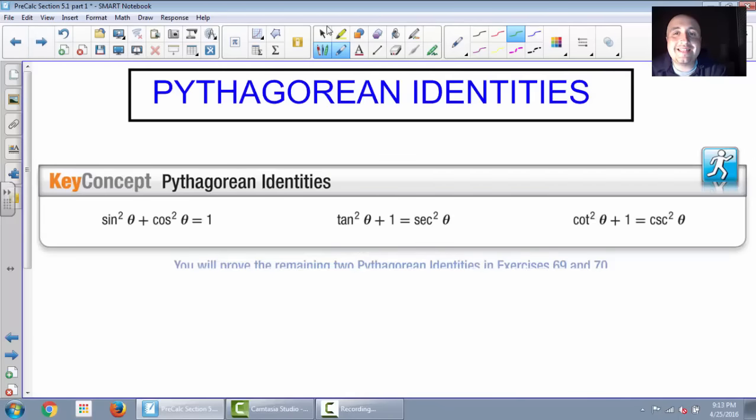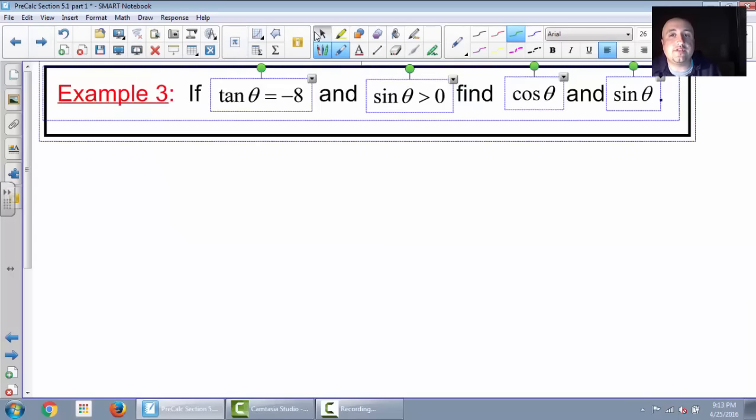We have a second set of identities that are very important. These are called the Pythagorean identities, and these are some of the most used identities in your list. These deal with squareds. We have sine squared plus cosine squared equals 1, and these should look familiar because we did these in Algebra 2. We have tan squared plus 1 equals secant squared, and cotangent squared plus 1 equals cosecant squared. We're going to use these to help us find some new solutions.